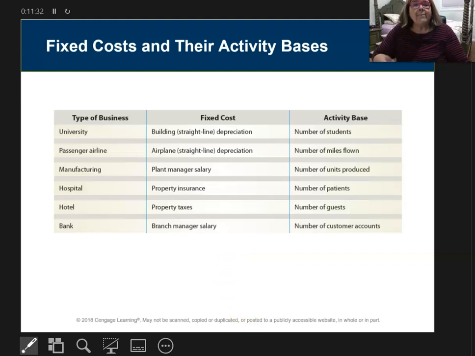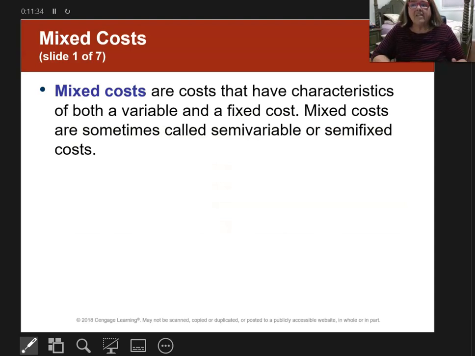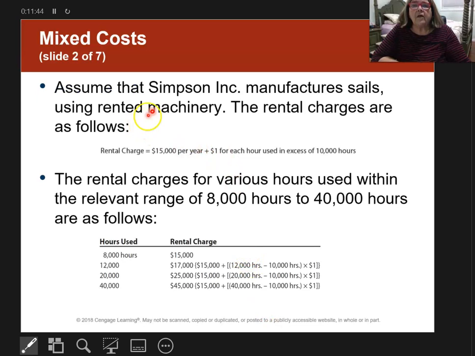Now we want to look at mixed cost. Okay? Mixed costs are when I basically have variable and fixed together. And I'm going to show you some examples of this. So Simpson Incorporated manufactures sails for boats, and I use rented machinery. And the rental charges are like this. In order to rent the machine, it costs me $15,000 per year, plus $1 for each hour the machine is used in excess of 10,000 hours. So here's my fixed cost, and here's my variable.